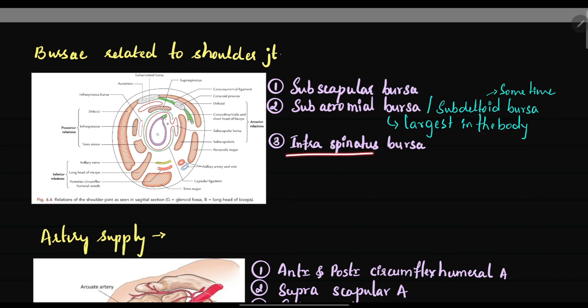And there is the infraspinatus bursa also. You can see here, this is a muscle called the subscapularis, and this is called the subscapular bursa. This is the subscapular bursa.